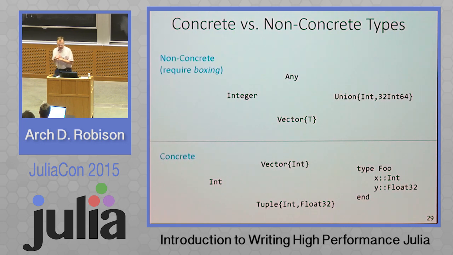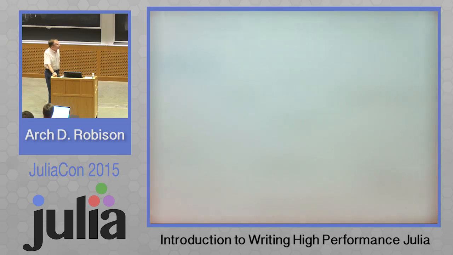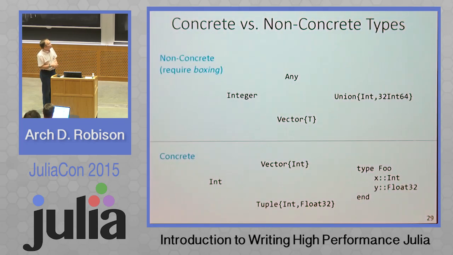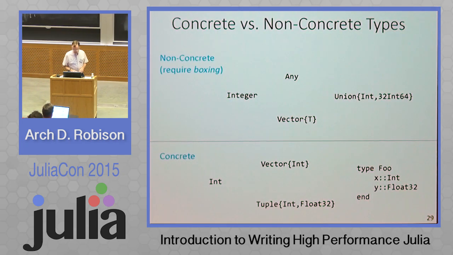Then there's non-concrete types. These are the ones that the hardware cannot execute or deal with directly. Types like Any, which means, like it says, could be anything. Integer, which means it could be an 8-bit int, a 16-bit int, 32-bit int, could be a big int. Could be anything that declares itself as a subtype of Integer. There's union types, which by definition are the union of, it could be one of these, could be that Int or Int32. There's a typo there, it should say Int32.